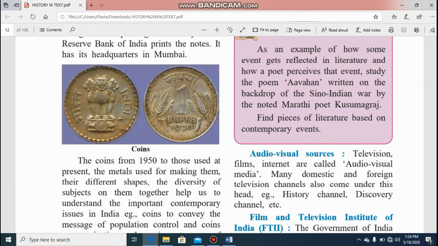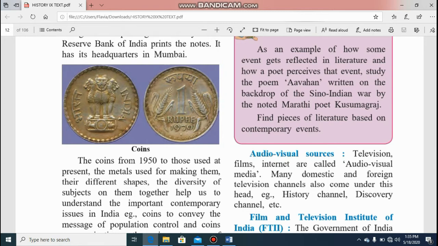Girls, look at the coin that is on your screen. On one side, the value is engraved, which is 1 rupee, and there are also two corns on the sides. On the other side, India's emblem is engraved. Coins have changed a lot since 1950. Their shape, size, and the kind of metal used have changed as India has developed.